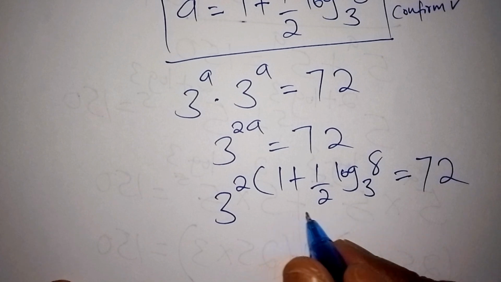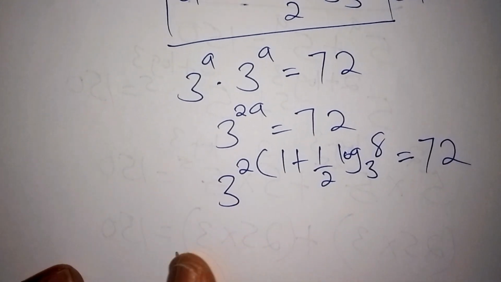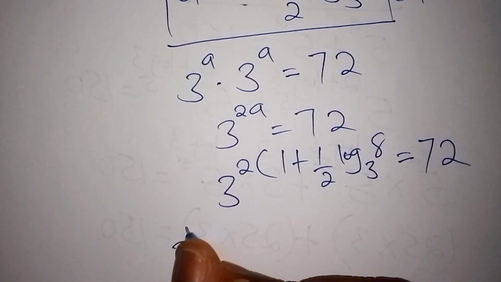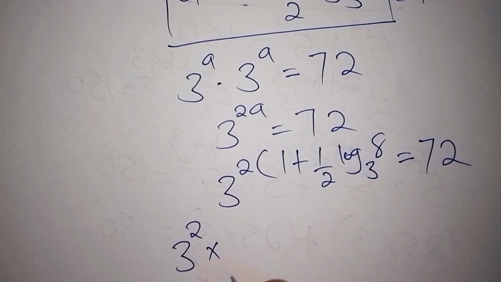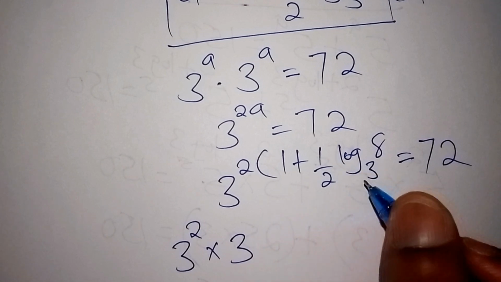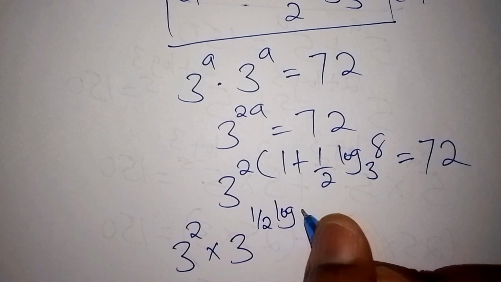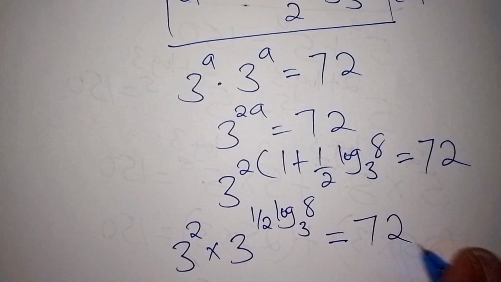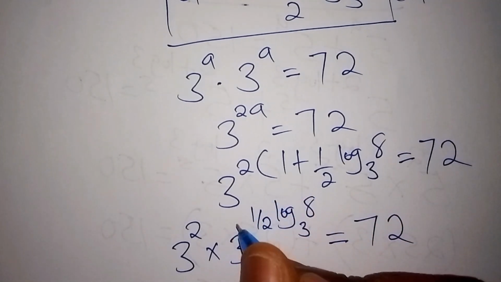So let's now first have it as 3. So we shall have 3 to the power of 2, and 2 multiplied by 1 is 2. Then this plus shall change to multiplication. So we shall have 3 to the power of a half the log of 8 to the base of 3 is equal to 72. So let's not forget to introduce this 2 that was there initially.